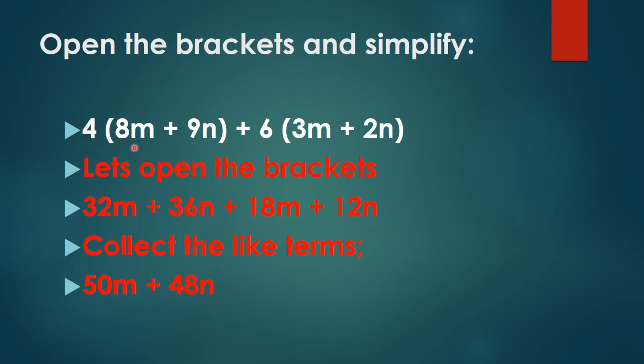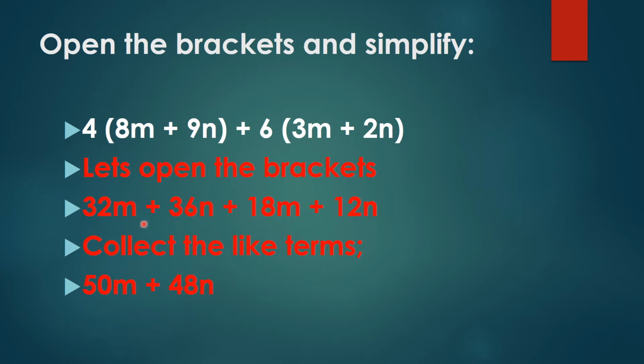4 times 8m is 32m. Then write this sign plus. 4 times 9 is 36n plus 6 times 3m is 18m plus 6 times 2n is 12n. So look at the signs, very important. The moment you multiply this one, you write the sign which is following here, it is addition. Then you multiply this one and this one, which is 36n, you write this sign which is here, which is also addition. 6 times 3m is 18m, you write this sign which is here also, which is addition, plus 12n.